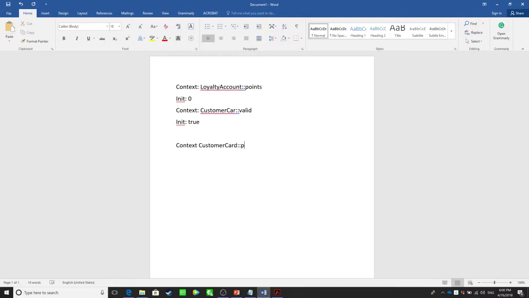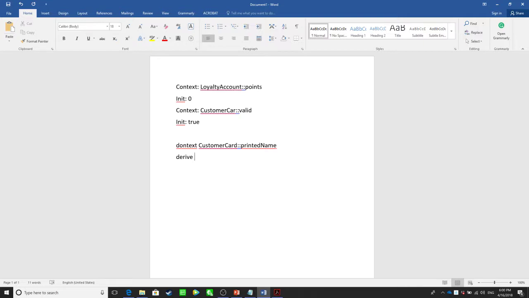Is the printed name of the customer card. Okay, and because it's a derived attribute, we use this keyword, derive. So with derive, we do not do this, we can just do this. It's the same.